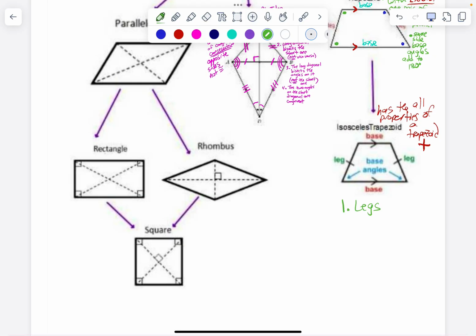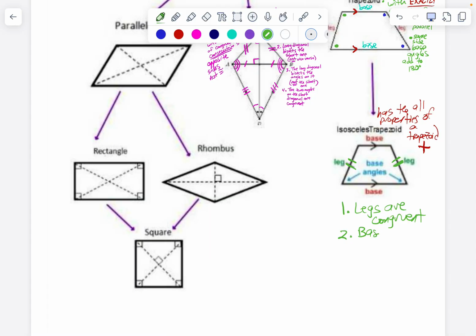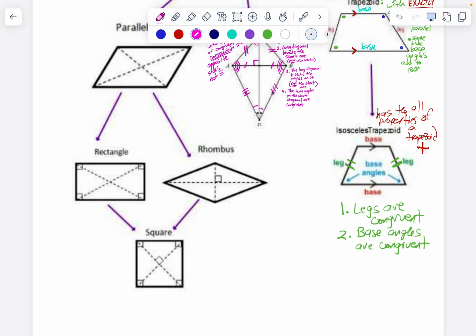Legs are congruent. And it's marked in the figure, but I feel like it kind of looks like it's just saying, hey, this is a leg. So maybe make those congruent marks double instead, so it's obvious. So legs are congruent. Number 2, base angles are congruent. And this isn't marked in your picture, so make sure you show this.